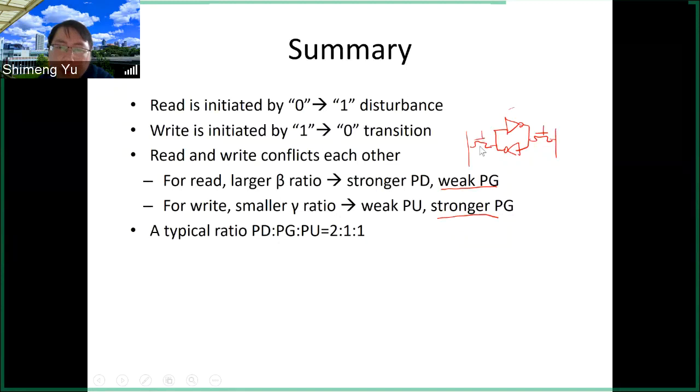On the other hand, for the write operation, you do want to change the data that is internal here. So the external data is coming from the outside. Then this external data needs to be coupled to the internal node strongly through the cascade. So in that case, you need a strong cascade. So you see the fundamental conflict here.